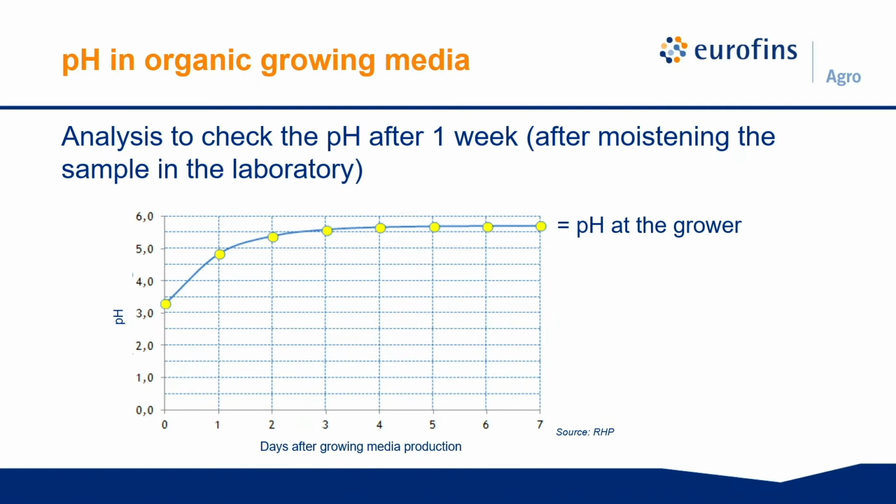In this figure, you see how many days it will take to get a stable pH in newly produced growing media. So at the end of the 7 days, the pH will reach the level for the grower.